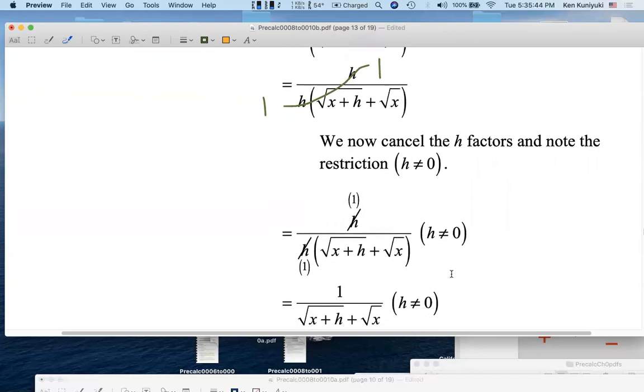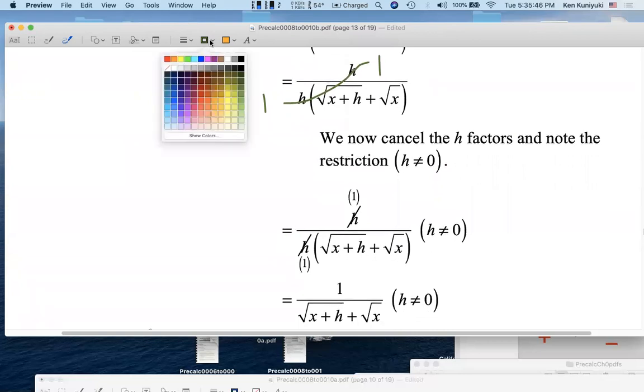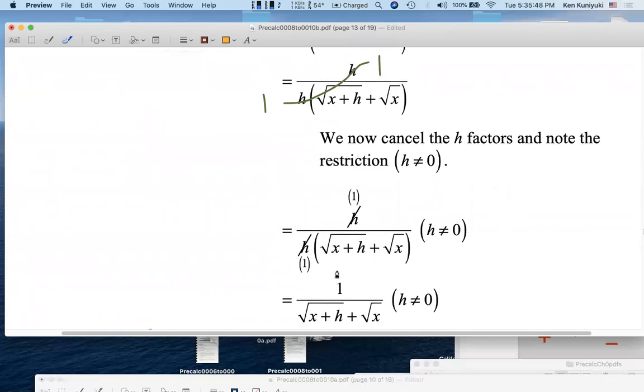We end up with, don't engage in wishful thinking, we do still have a 1 on top here. We do still have a fraction. We have a 1 that survives on the top. A lot of people forget that. 1 over this piece here, root x plus h plus root x, where h is not 0, the hidden restriction. And yes, these two radicands must also be non-negative, but we won't go there.